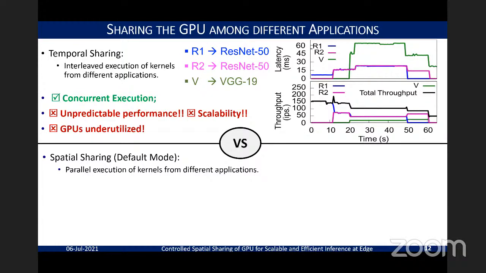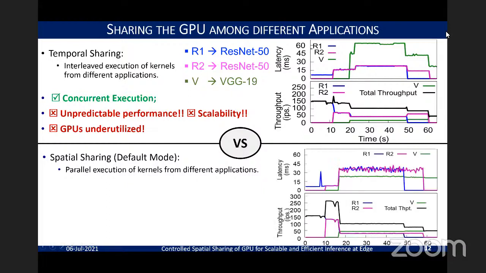Several works have also explored spatial sharing, and with NVIDIA, we have what we call the CUDA MPS mode. That's the default mode, which supports parallel execution of kernels from different applications. So now, instead of time sharing, you are sharing the resources of the GPU and allowing all the applications to execute in parallel in the true sense.